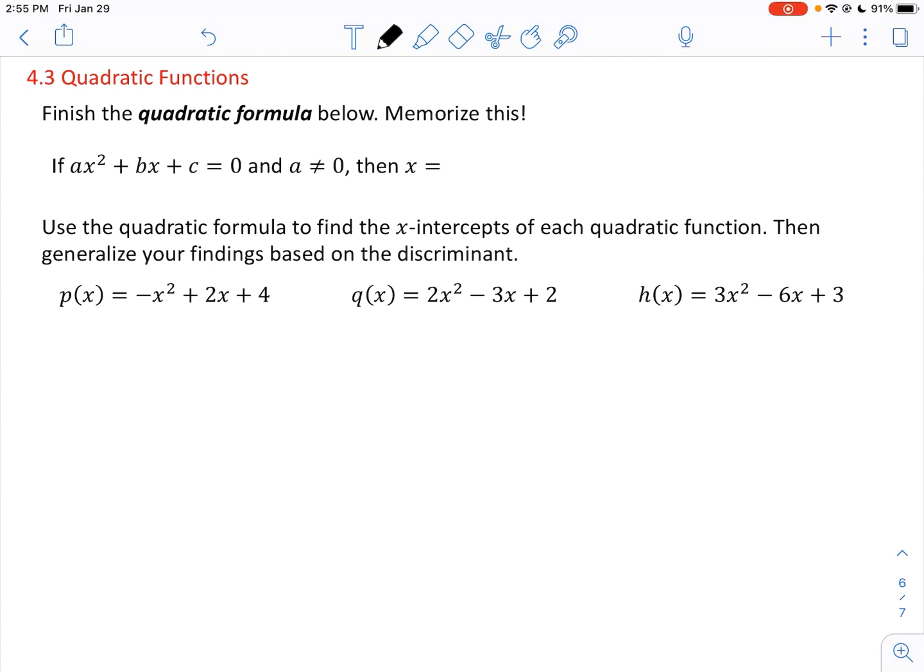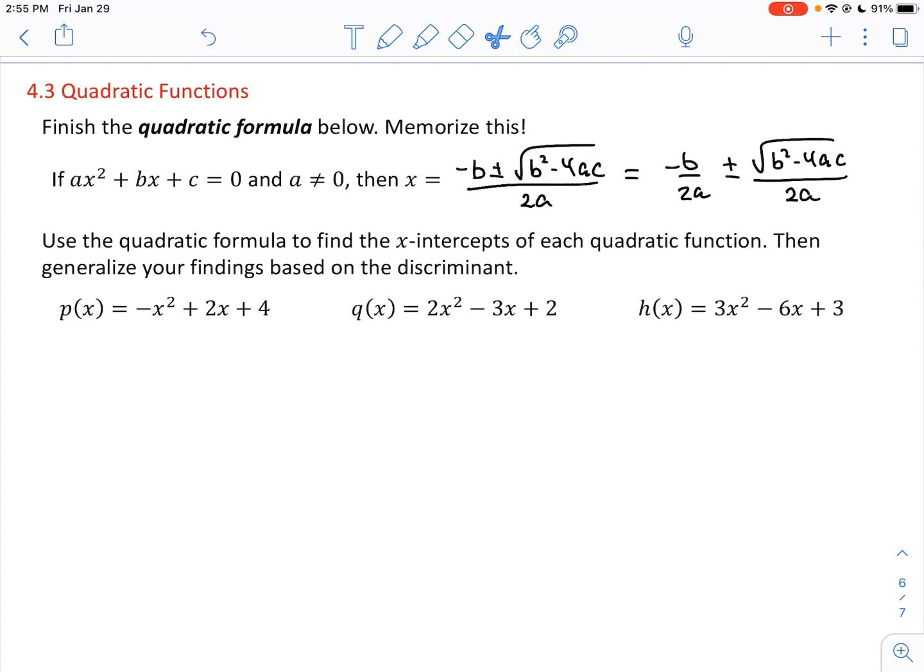If ax squared plus bx plus c is equal to 0, and a is not 0, then x is equal to negative b plus or minus the square root of b squared minus 4ac, all in the radical, all over 2a. If you split the 2a up, you could write it this way. Negative b over 2a, and then plus and minus the radical, b squared minus 4ac, over its own 2a. You might recall that the inside of the radical is called the discriminant.